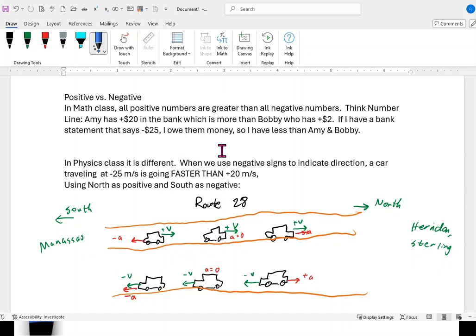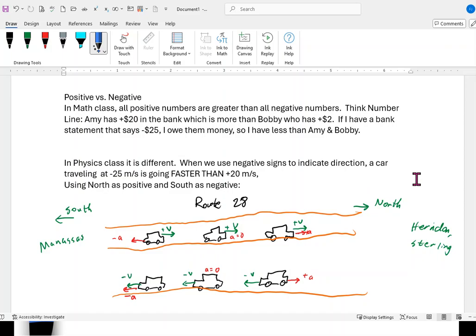But in physics it's going to be different, because we're not talking about the number line here. We're talking in terms of positive direction and negative direction. So when we say a car is driving in the positive direction, let's say that's just north, right? If I'm talking about driving on Route 28, which is the Centerville Road, right by the movie theater and such. Route 28 just goes north and south, right? So we'll say north is going positive. In our case, that's going up toward Herndon and Sterling. And south is going to be the negative direction. And we'll say that's going toward Manassas.